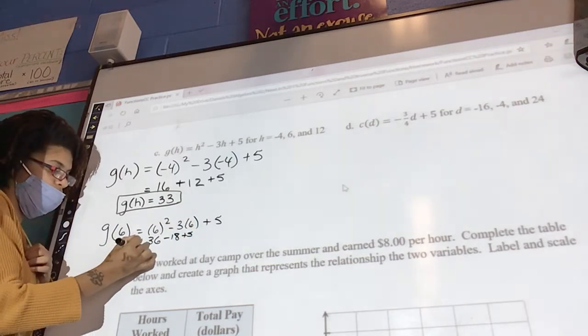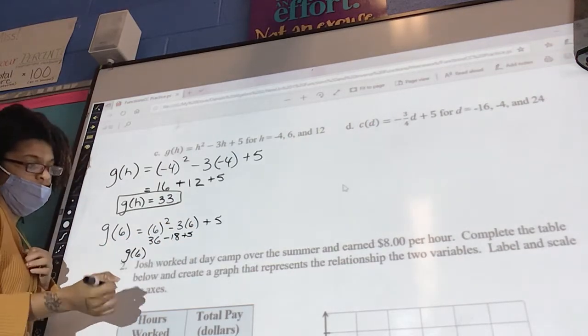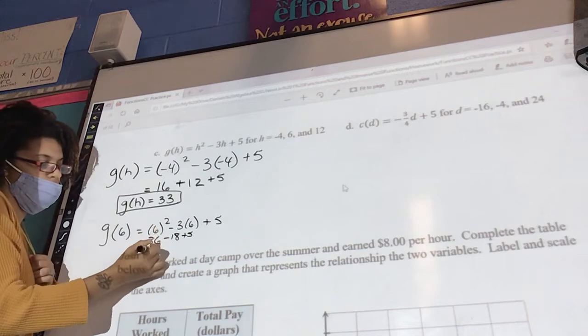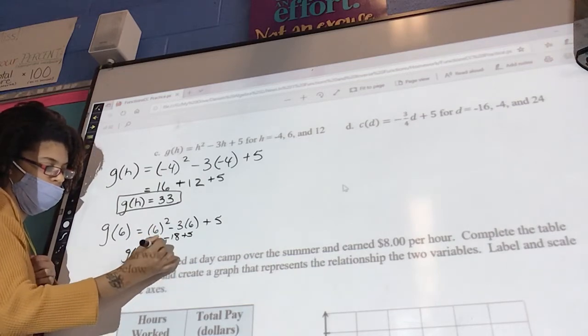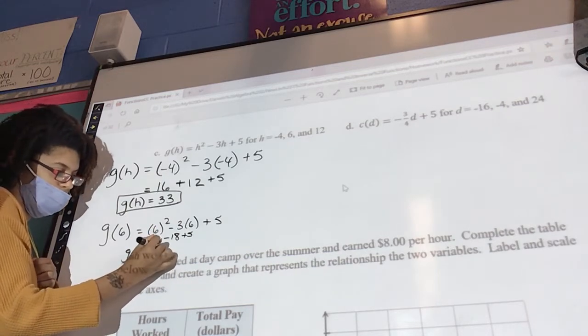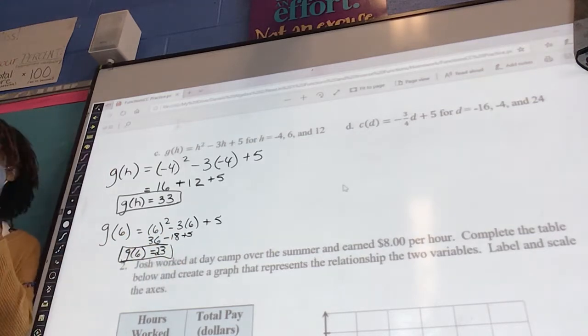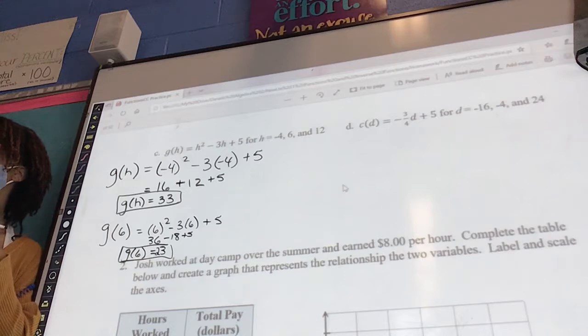And then I would simplify, right? So minus 18 would give me 26. 18 minus 5. 23. Questions?